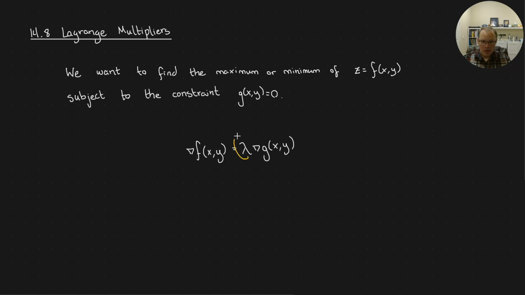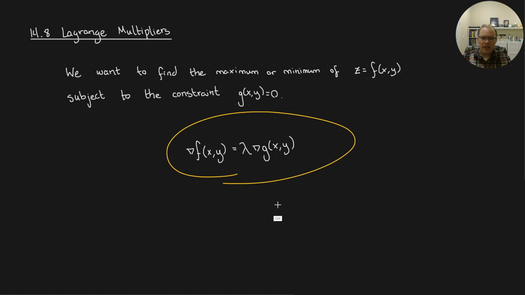Okay, this scalar multiple here is the Greek letter lambda. Lambda is the Greek equivalent for L, the letter L. Okay, that is our Lagrange multiplier. That's where we get the name for this section.